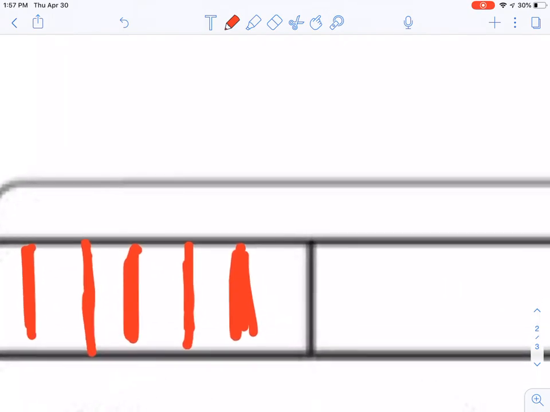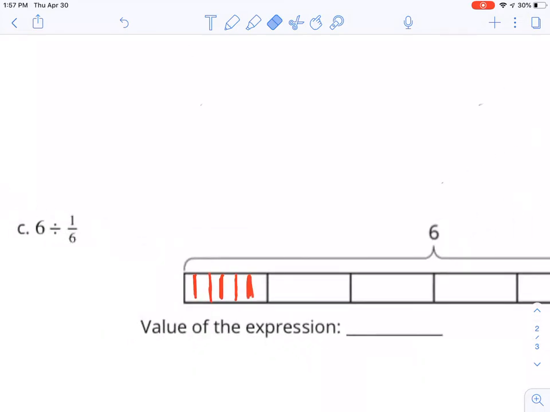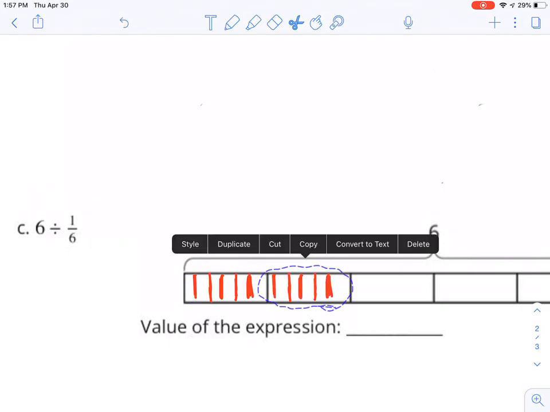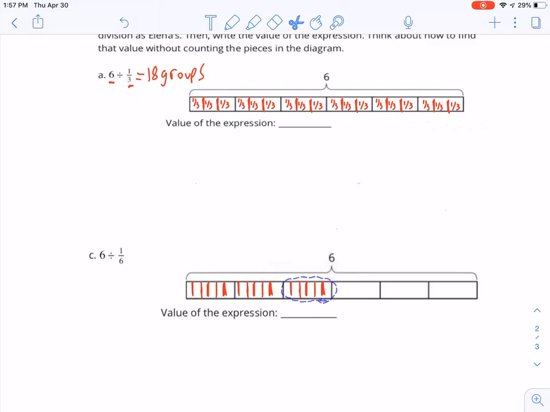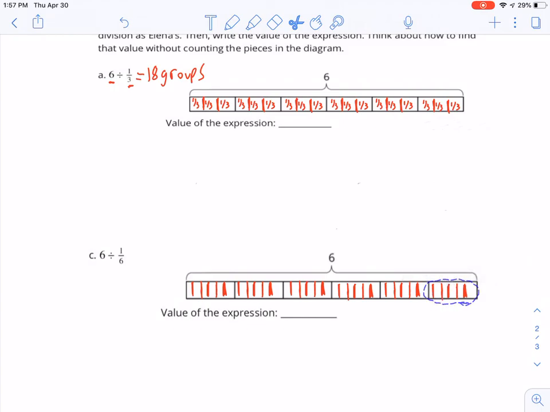And they're so small that I might be able to fit a 1/6 in there. I don't know. I'm not even going to bother because it just doesn't look right, okay? Just know that these are 1/6 because we can count them. 1, 2, 3, 4, 5, 6 groups, right? Okay, so let's go ahead and divide these amongst the rest. And voila, I have successfully divided my 6 into groups of 1/6.